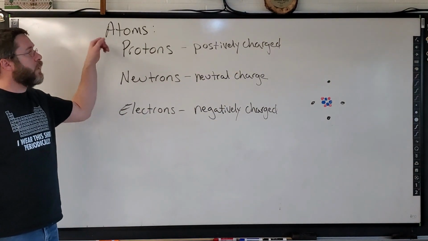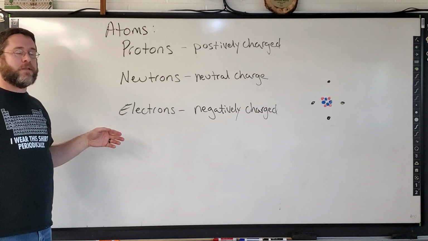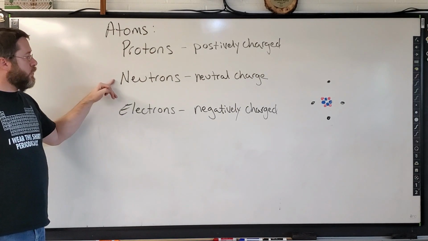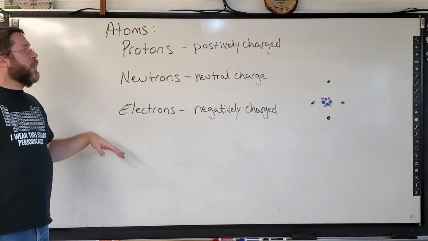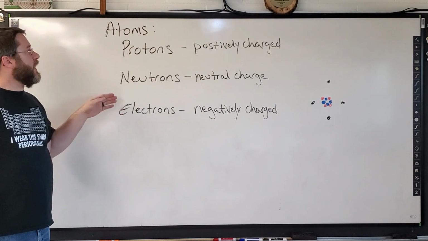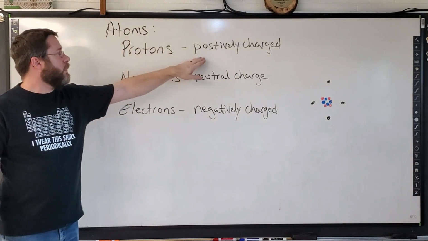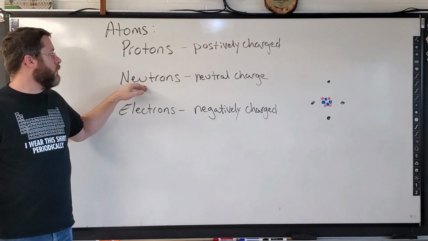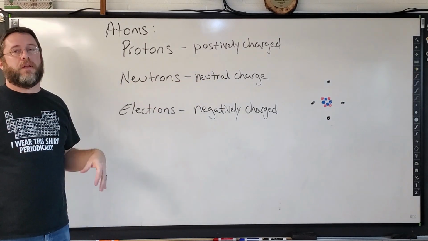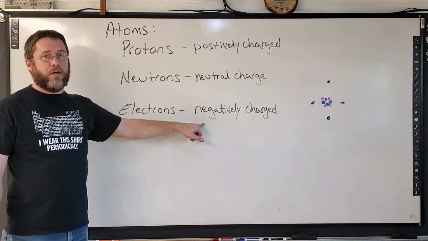Okay, our atoms are composed of even smaller particles. These are subatomic particles. We have protons, neutrons, and electrons. There are others that have been recently discovered, but these are the main ones we're going to focus on today. Protons are positively charged, so P. Neutrons are neutral, so the N, meaning they have no charge, and electrons are negatively charged.